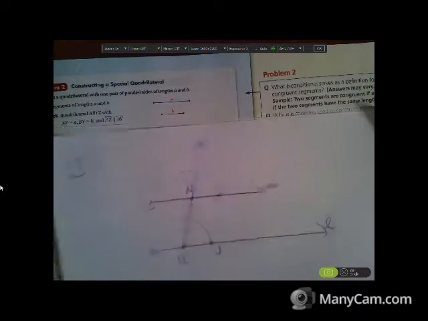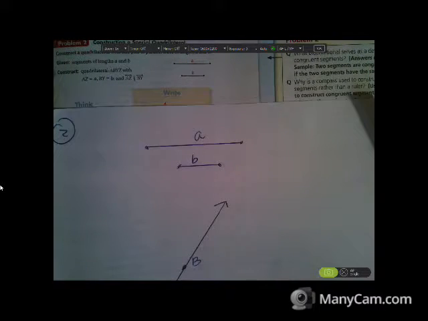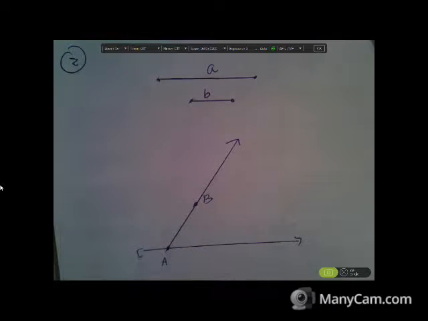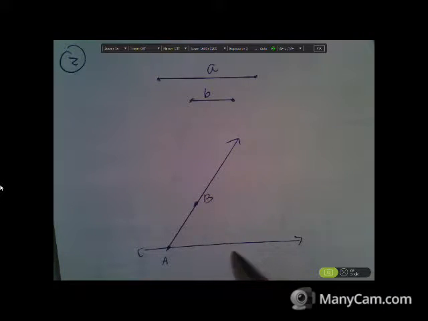Alright, problem 2. Problem 2 asks you, given segments A and B, construct a quadrilateral where AZ is parallel to BY. Alright, so I have my two line segments A and B. And now, like before, I just drew these two lines. These were given to me. I just drew them. This was a straight line, and I just connected A and B together.